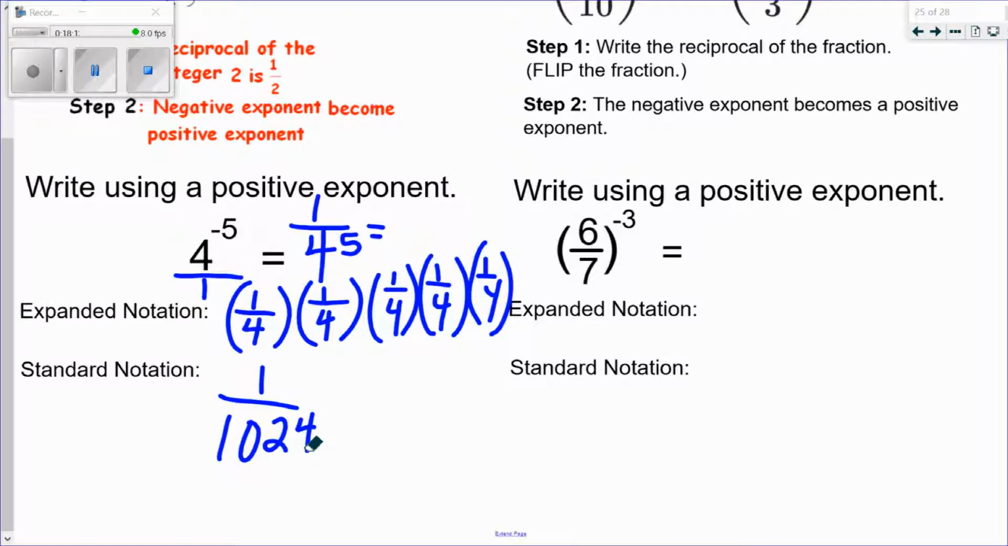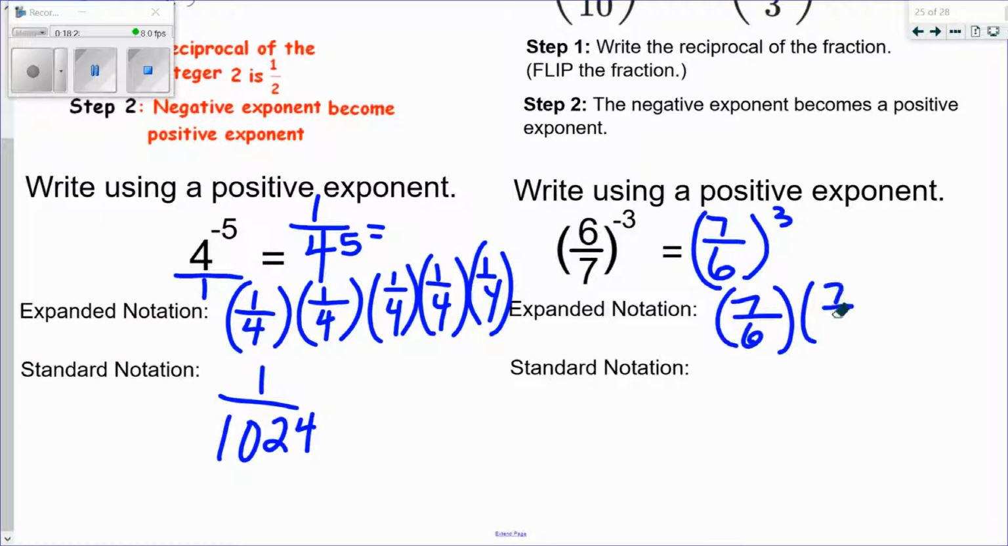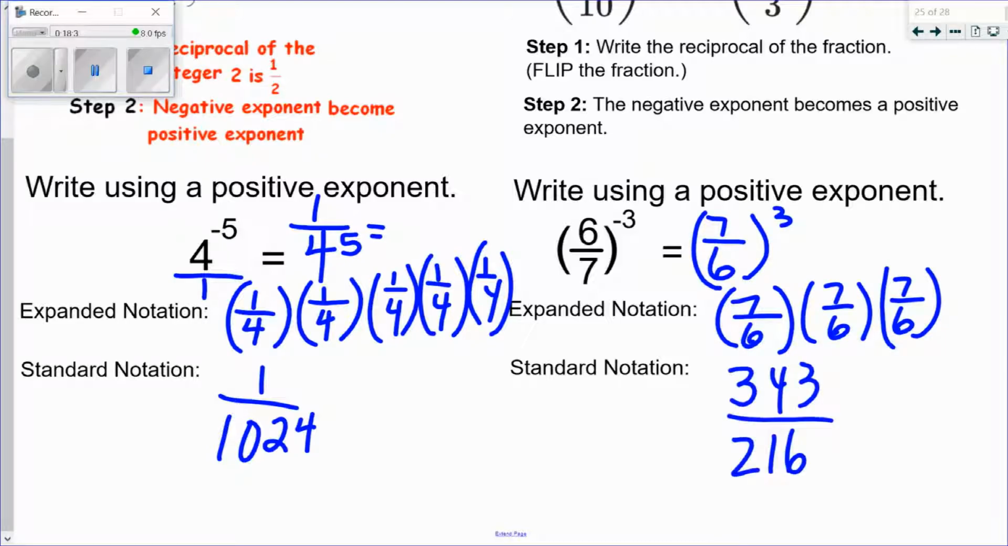The next one, using a positive exponent, has a negative exponent, which means reciprocal, and turn the exponent positive. So now it's 7/6 times 7/6 times 7/6. And you should get 343/216.